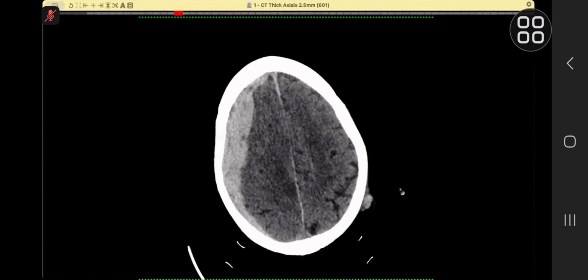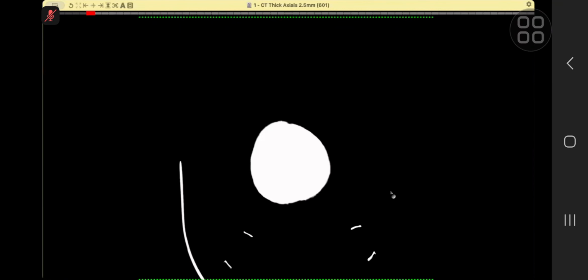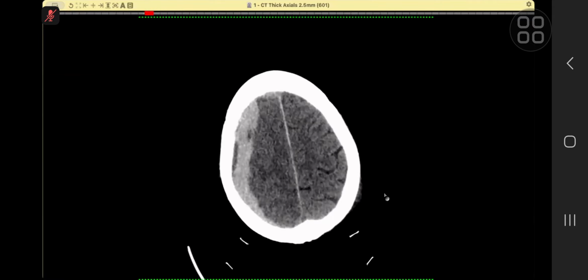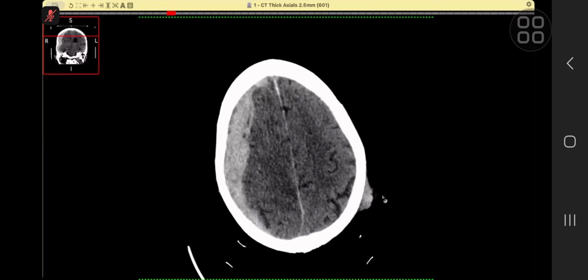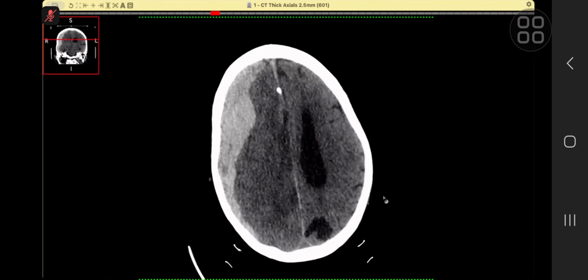This is a follow-up brain CT scan for the same patient. I will go to the last cut and then come back quickly. I can see that there is a large extra-axial crescent-shaped hyperdense acute hematoma involving the right frontoparietal region and extending into the right occipital and right temporal lobe.